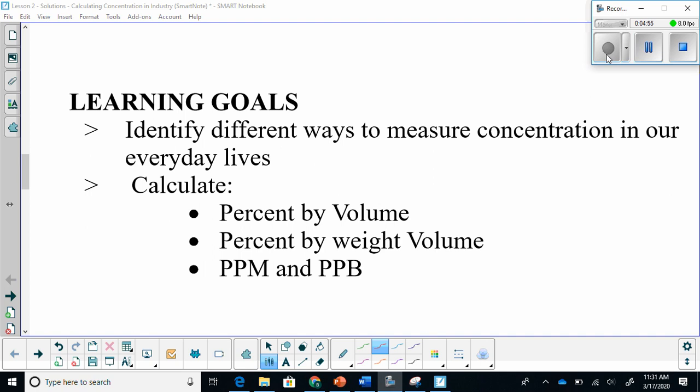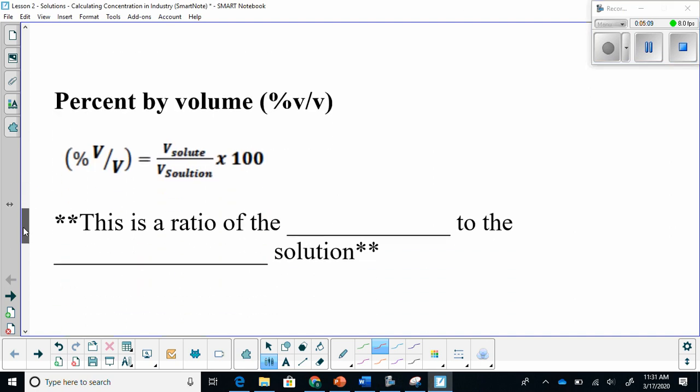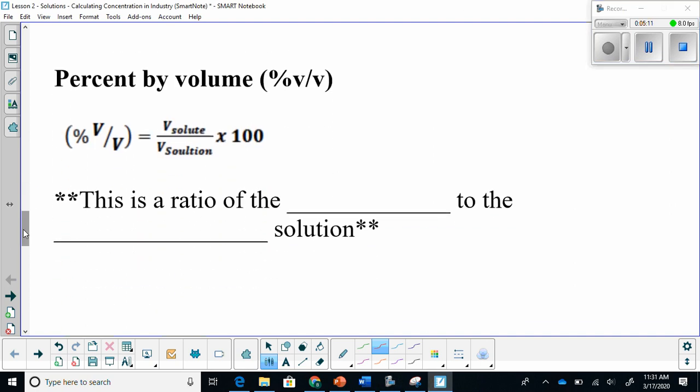Like mentioned, our lesson today is going to cover the following things. We're going to identify different ways to measure concentration in everyday lives, and calculate percent by volume, percent by weight volume, ppm, and ppb. The first one we're going to start off with is percent by volume. This is usually how we report concentration on things like rubbing alcohol.